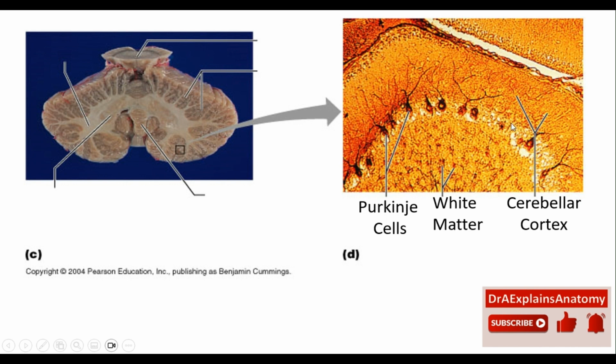Here we can see Purkinje cells. This is the white matter, and this is the cerebellar cortex.